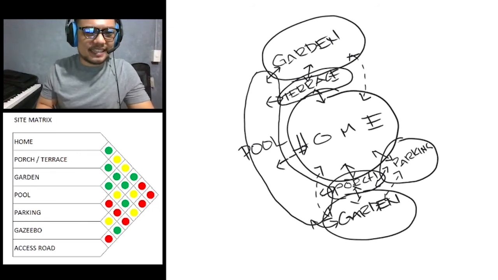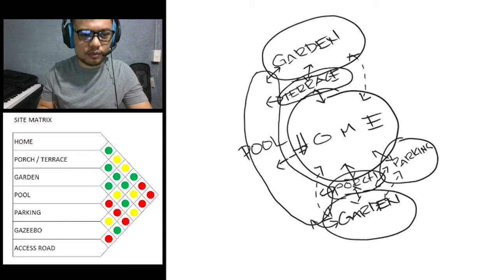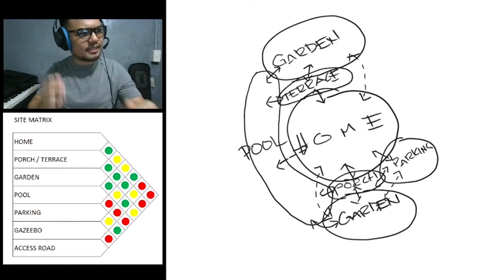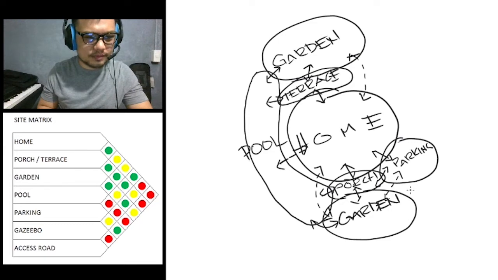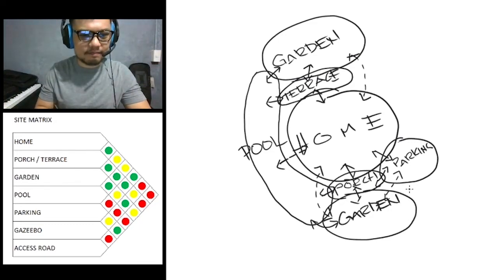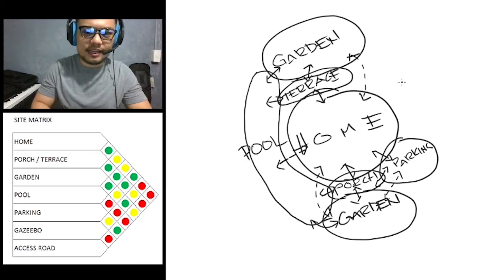Okay, so next we have the gazebo. The gazebo has indirect contact to the parking, but no contact to the pool. That's an interesting thing. I don't know why I did that, but this was a while ago. I'm a bit late on keeping up with this series. I'm sorry, but so indirectly to the parking, not connected to the pool, and then we have it connected to the garden, indirectly connected to the porch or terrace, and not connected to the home.